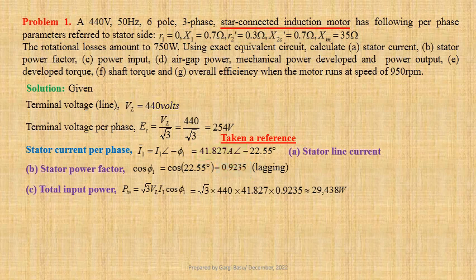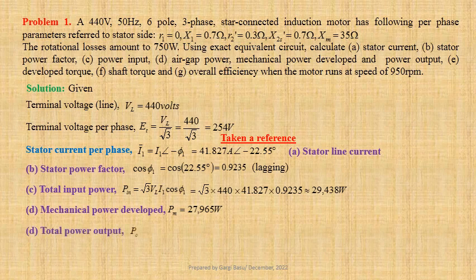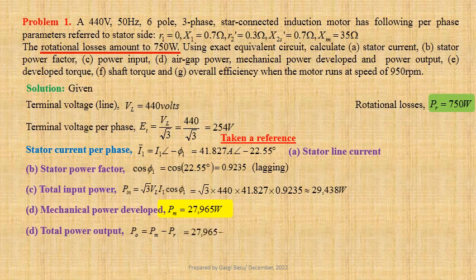We have determined mechanical power developed Pm equals 27,965 watts. Now we shall compute total output power Po equals Pm minus Pr. Given rotational losses, Pr equals 750 watts. Therefore, Po equals 27,965 minus 750, that is equal to 27,215 watts.